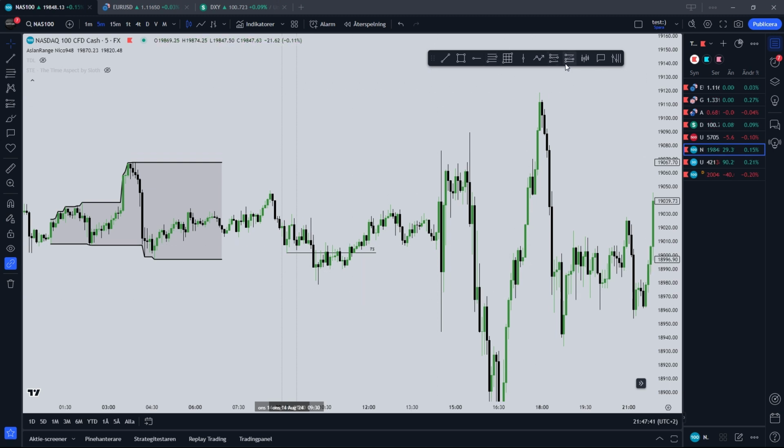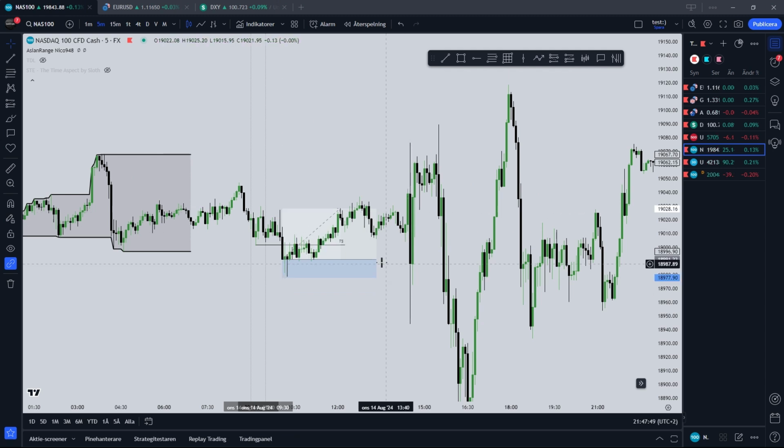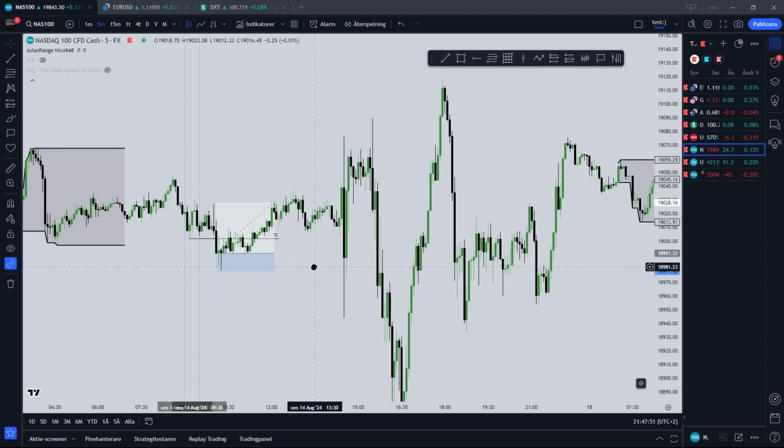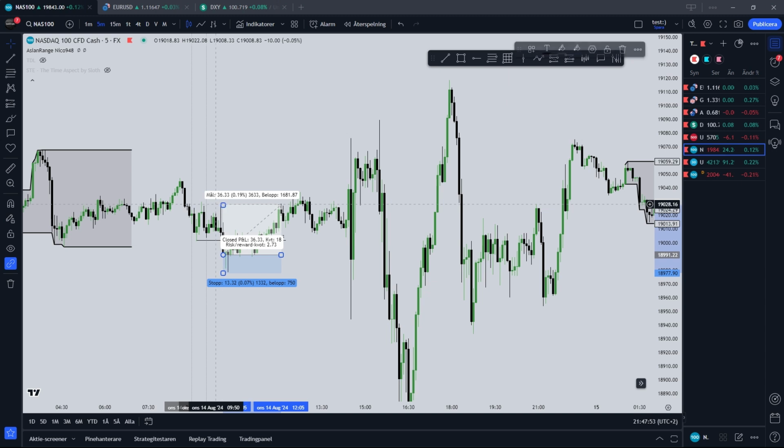But of course you would wait a little bit for displacement to the upside. So maybe enter somewhat like here. Stop loss is here. Take profit something like this, right? Something like this. Simple stuff. Even though this was a macro high.